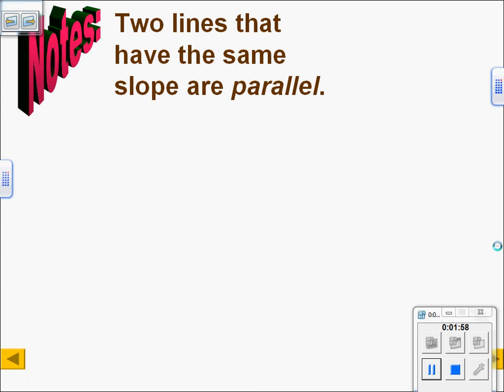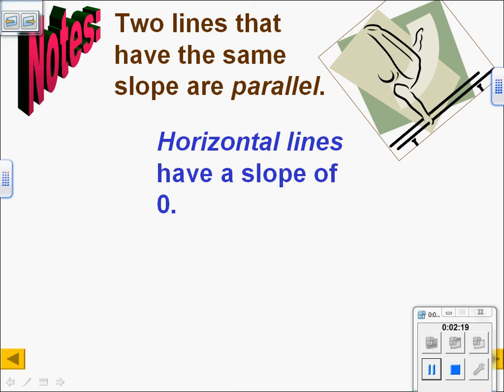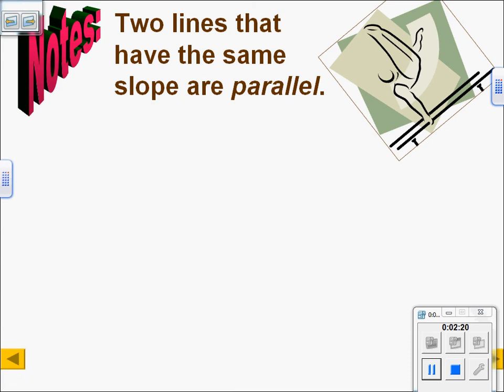Now, two lines that have the same slope are parallel. An example of that would be the lines of this gymnast's parallel bars. You see the line of that bar, you see the line of that bar. Those bars never cross because they have the same steepness, they have the same slope. And because of that, we know that parallel lines never cross, therefore they have the same slope.